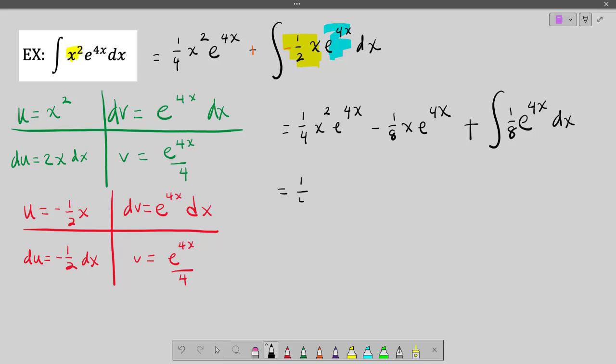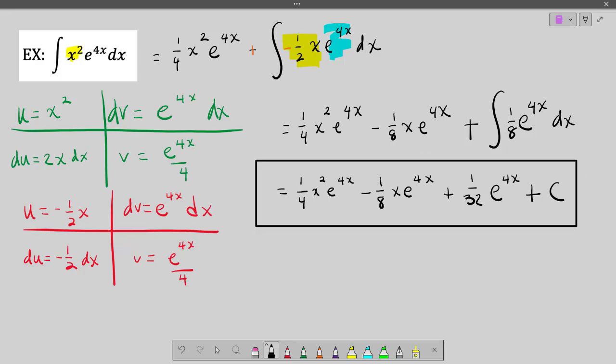So now we're at a point where we can integrate immediately. We don't need integration by parts anymore. We can just use our reverse chain rule. The integral of an exponential is itself. And if the exponent is linear, take its derivative and divide by that derivative. So 4 times 8 is 32, so that will give us this as our final answer. Issues?